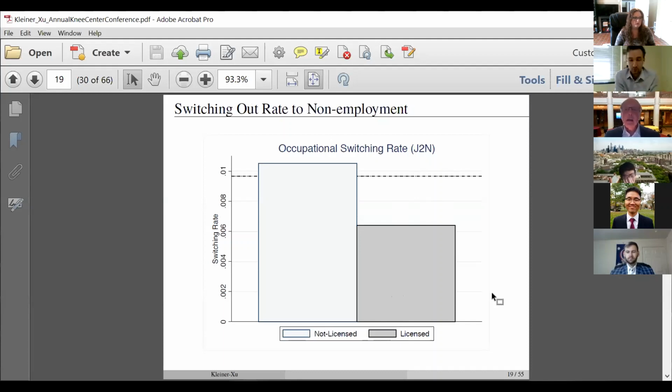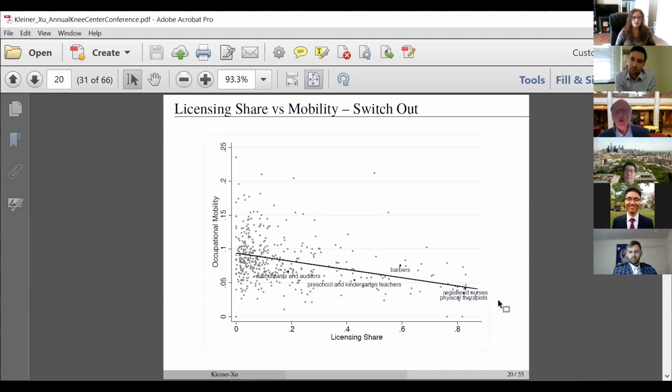It could be individuals who are fenced out. The opportunities are much greater, but they certainly don't move to non-employment. So here's a view of the trend line. And again, in the CPS, you're able to get percent licensed, the licensing share of those individuals.